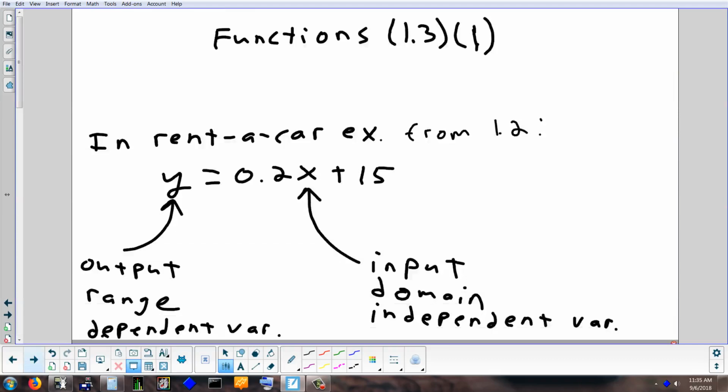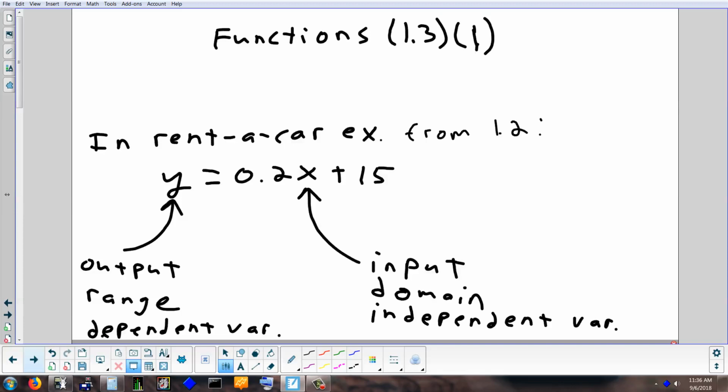And now those names are on the board right now. So when you're looking at a formula, the numbers that you are allowed to plug in for your x values, those are called your input or your domain. The domain is the set of values you are allowed to use in a formula. So in the last problem, the domain was any number negative 20 or larger. That was our domain.